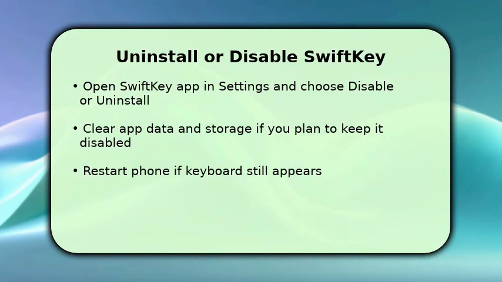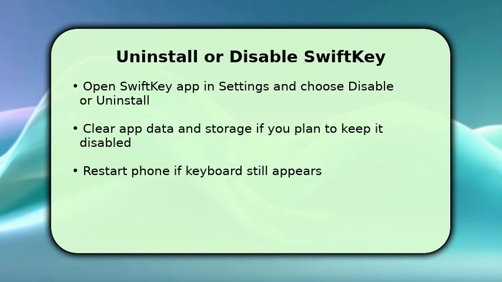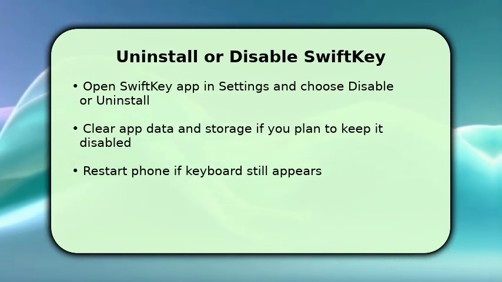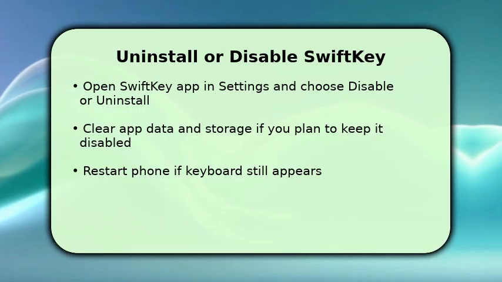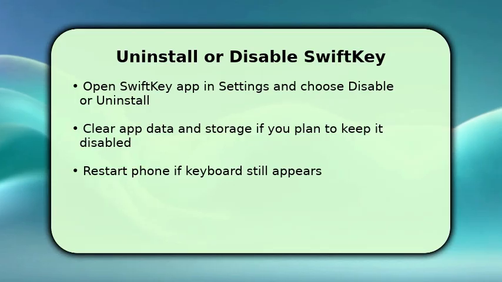Finish by uninstalling or disabling Swift key in the app settings. Open Swift key, tap Uninstall or Disable. If you prefer to keep it but prevent use, clear app data and revoke keyboard permissions. Once complete, restart the phone to ensure changes take effect and the new keyboard loads reliably.